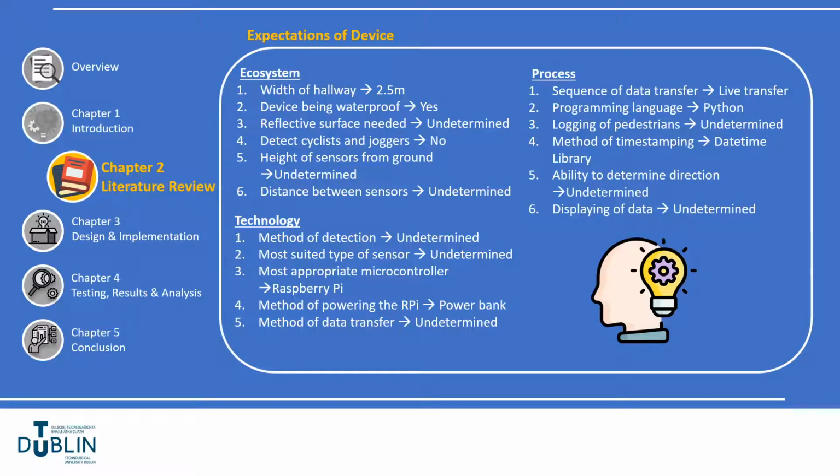The questions related to process include the sequence of data transfer. This would be a live transfer. The programming language that would be used would be Python. The logging of pedestrians was undetermined at this stage. The method of timestamping was to use a datetime library built into Python. The ability to determine direction was also undetermined at this stage, as well as the method of displaying the data.